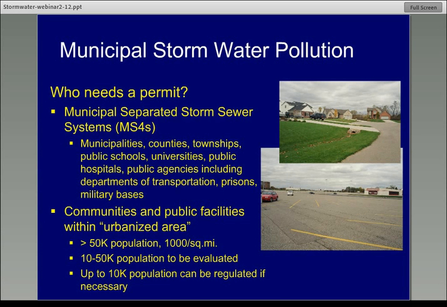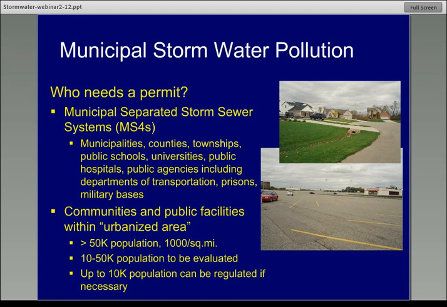So the second question that I asked, what is MS4? I wonder if you folks got it right. Municipal Separated Storm Sewer Systems. Looks like a lot of people got it right. MS4s is one of the very well used acronyms in the stormwater world.